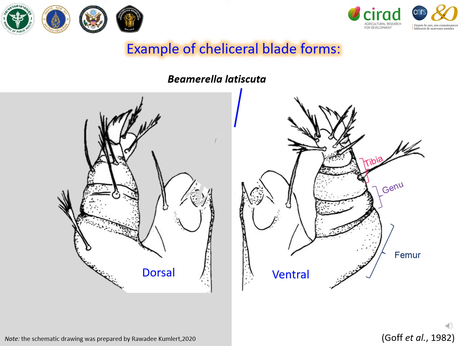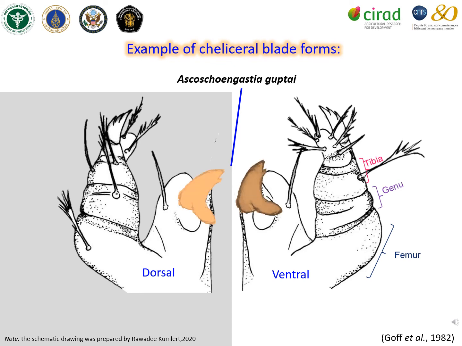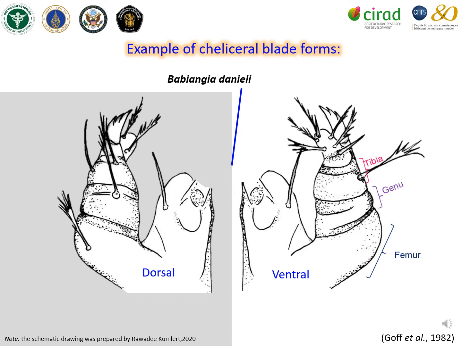In Bamerella latiscuta, the chelicerae blade has an expanded hood-like cap bearing marginal denticles. In Ascoschoengastia gopti, the chelicerae blade has a tricuspid cap. In Babiangia danieli, the chelicerae blade has a butting tooth and a lateral hook. In Ernoschoengastia cana, the chelicerae blade has a multidentate apex and shows no definite tricuspid cap.